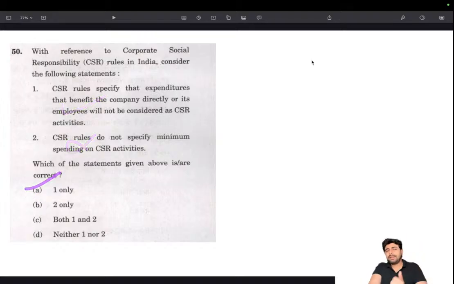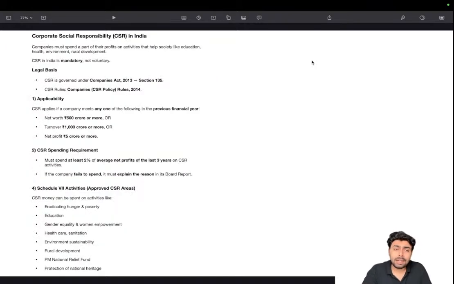We'll go slightly into the details of CSR, so you can know it better. CSR basically means companies must spend a part of their profits on activities that help society. This includes education, health, environment, rural development, not limited to this, of course. And this is mandatory. There is no other way around CSR if the company falls within the prescribed limits. It's governed by the Companies Act, Section 135. This is important.